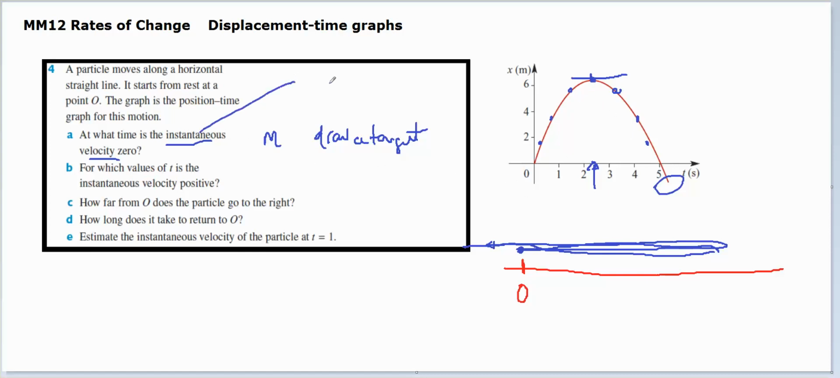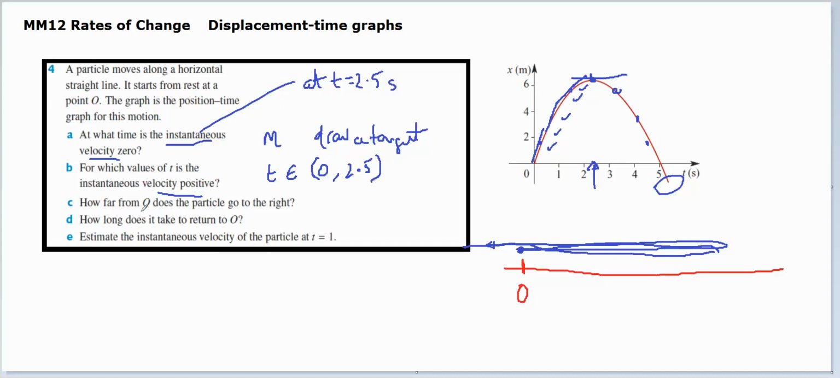So I'd be thinking, at what time is instantaneous velocity 0? At t equals 2.5 seconds. For what values of t is the instantaneous velocity positive? Well, my tangent would have positive gradients all the way along here. So I think that t would have to be from 0 to 2.5, not inclusive of 2.5 and also not inclusive of the endpoint, but we'll worry about that later in the chapter. So here's the point where the gradient has a positive value, therefore the instantaneous velocity would be positive.